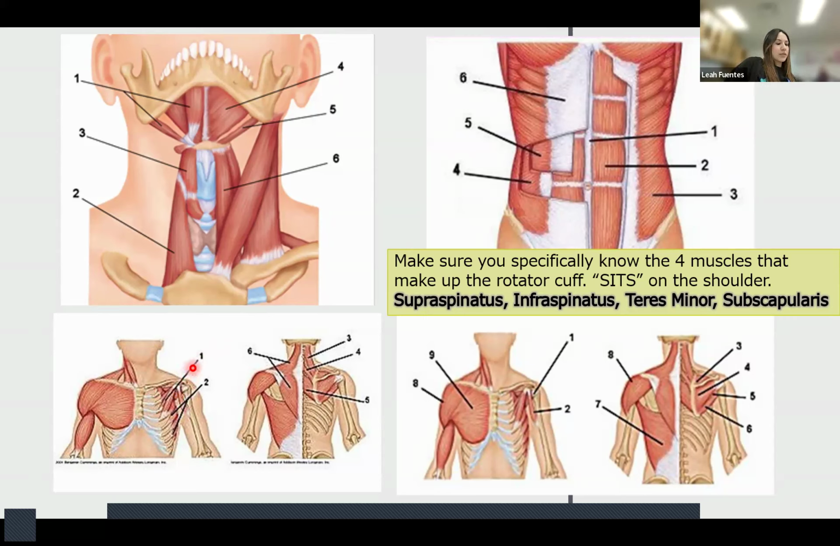Number 1 is going to be the pectoralis minor, and it's deeper than this one because this would be the major over here. So this is going to be the minor. Major is going to be this one over here, like your pec, and then the minor is going to be over here.